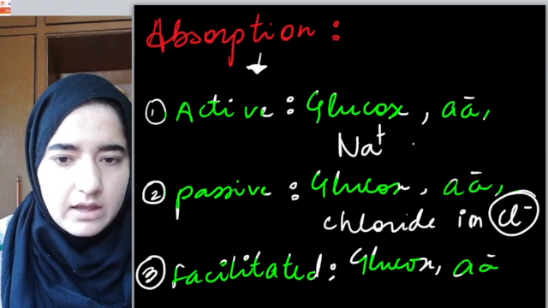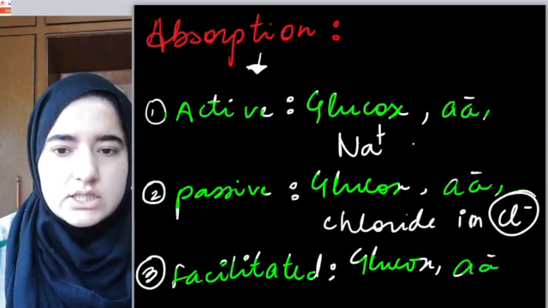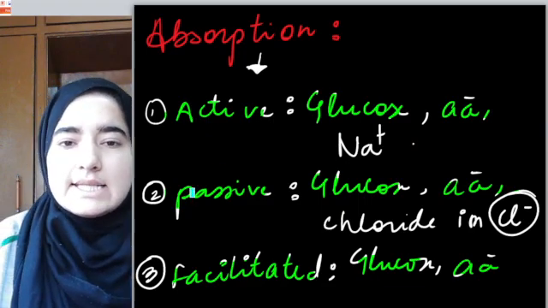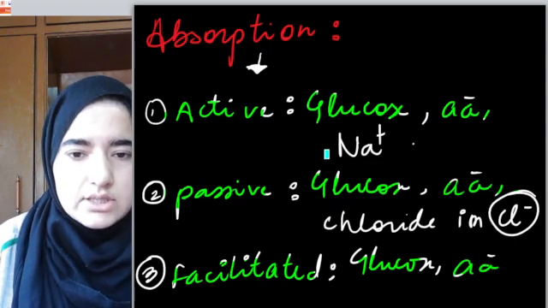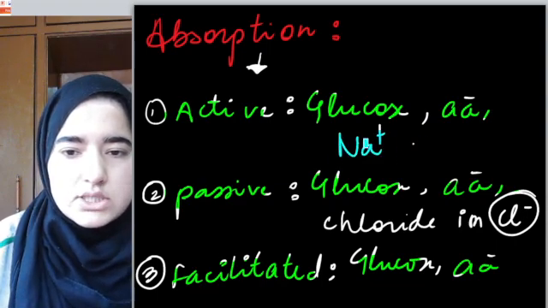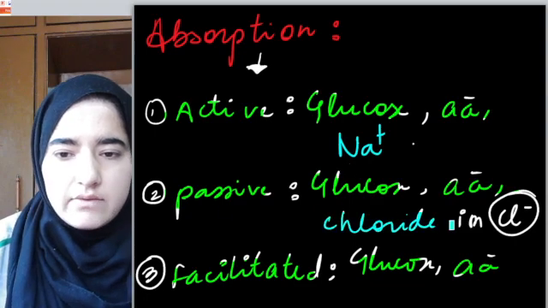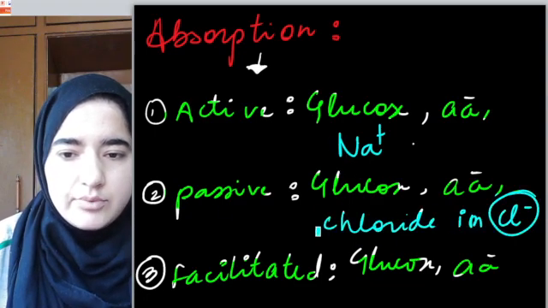So glucose, amino acid in all three. Now the difference lies in active and passive, because facilitated only contains glucose and amino acid. In active, we have Na positive, and in passive, we have chloride ions, that is Cl negative. Here we have Na positive, here we have chloride ions, Cl negative.